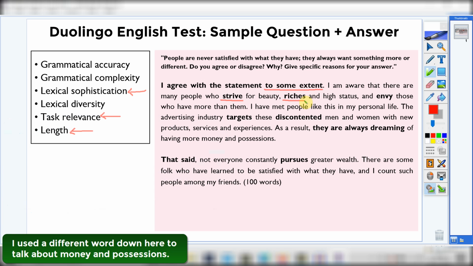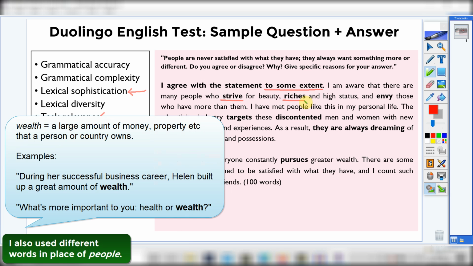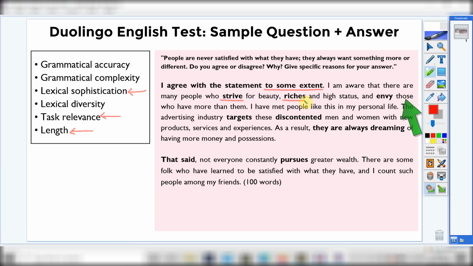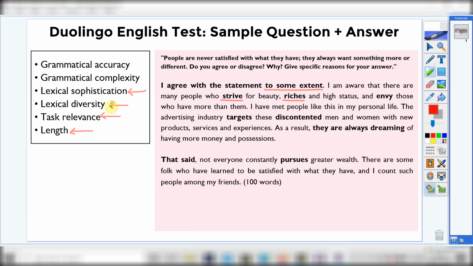I used a different word down here to talk about money and possessions. I also used different words in place of people. Those, men and women, not everyone, folk. If you can avoid repeating the same words all the time, that will improve your score for lexical diversity.